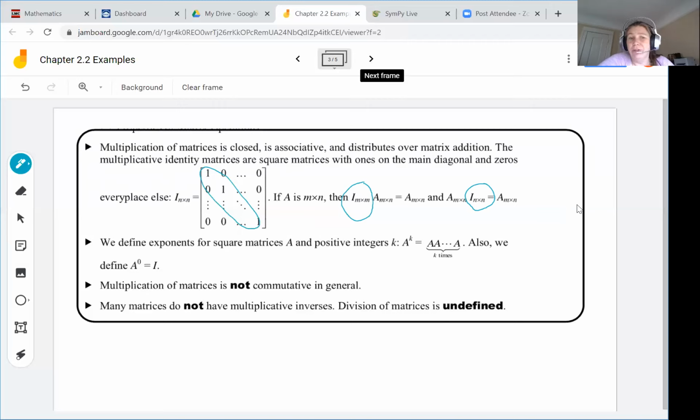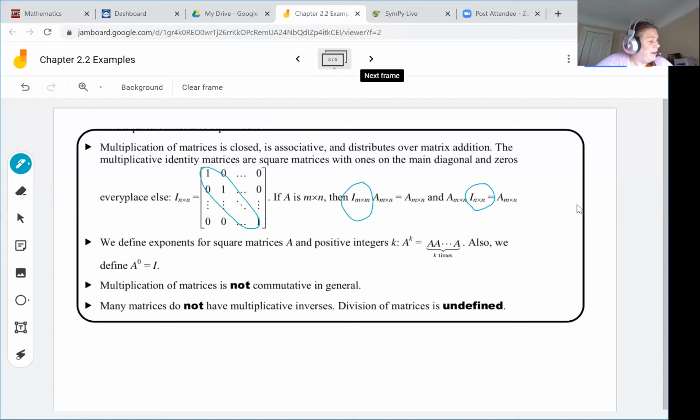We can also define exponents for square matrices. It does have to be a square matrix to multiply by itself. And we can use positive integers k for that. So A to the k would just be square matrix A multiplied by itself k times. And you can see why a non-square matrix wouldn't work, because we wouldn't be able to keep multiplying it by itself because the dimensions would mismatch. And then we define A to the 0 as the identity matrix, just in the same way with the real numbers as any number to the 0 exponent we define as 1.